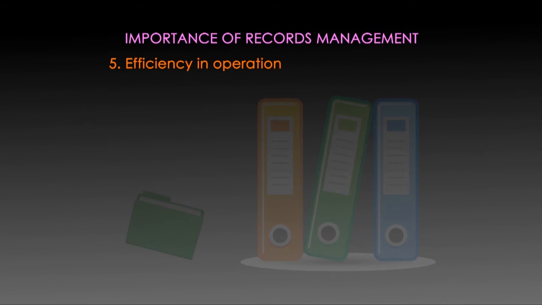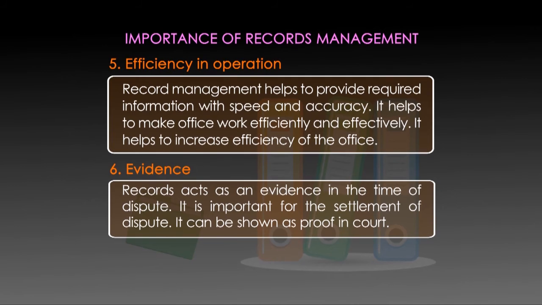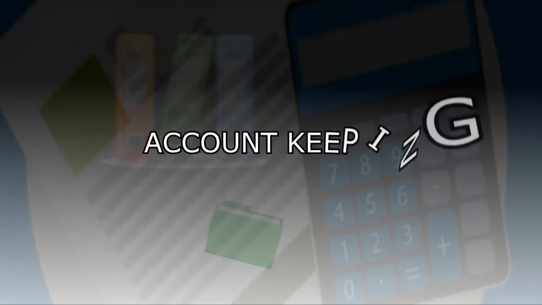Number 5, efficiency in operation. Record management helps to provide required information with speed and accuracy. It helps to make office work efficiently and effectively. It helps to increase efficiency of the office. Number 6, evidence. Records act as an evidence in the time of dispute. It is important for the settlement of dispute. It can be shown as proof in court. Now we have account keeping.